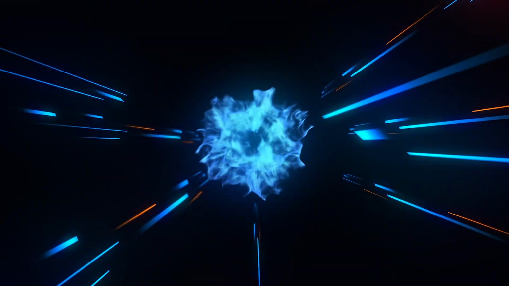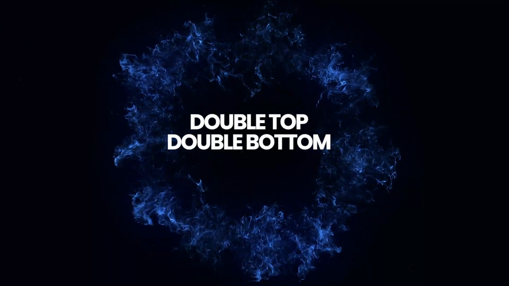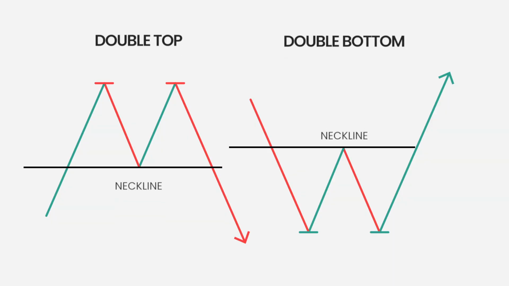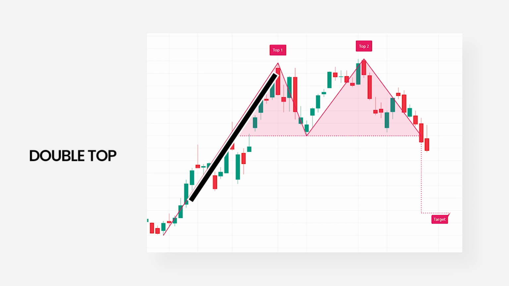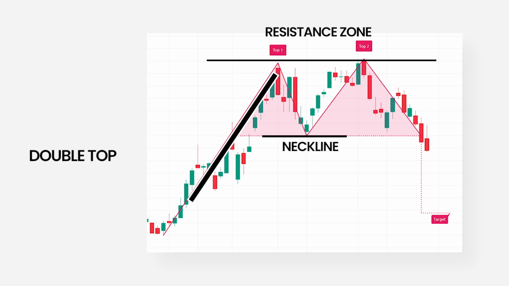Let's dive straight in, beginning with the first one, the double top and double bottom pattern. Here's where we break down each pattern's structure. First, price moves in an uptrend before hitting two equal highs. These peaks create a resistance zone, while the low between them forms the neckline.